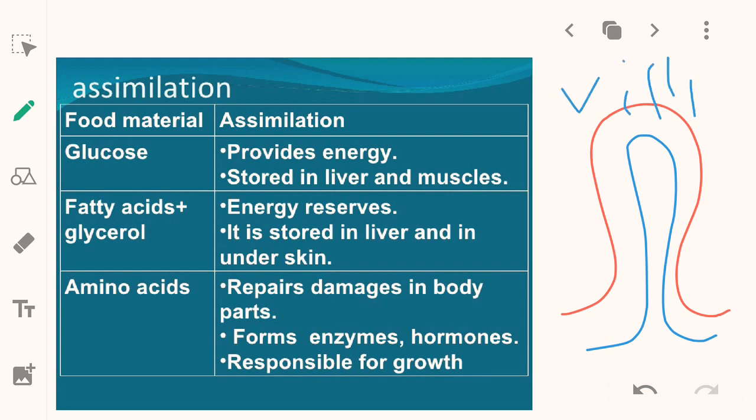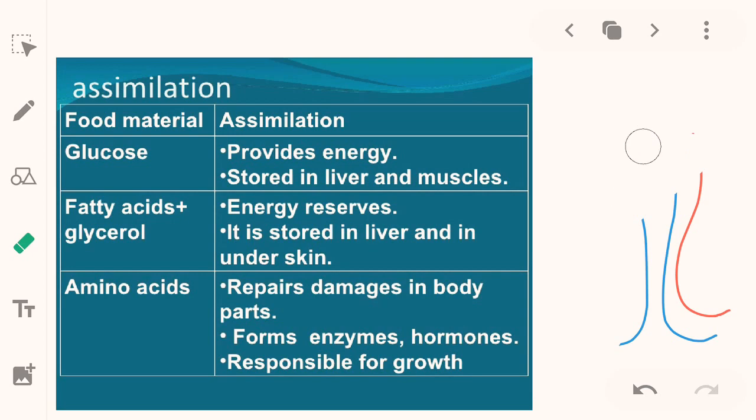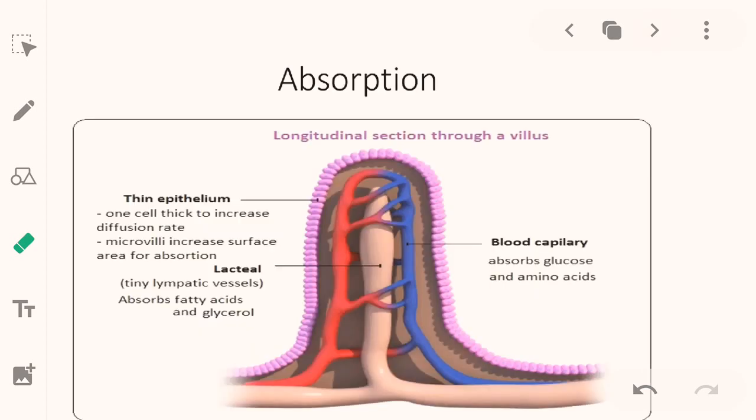Now, you can see in this slide, assimilation. Glucose provides energy and is stored in the liver and muscles. Fatty acids and glycerol are energy reserves, stored in the liver and under the skin. Amino acids help in repairing damaged body parts, form enzymes and hormones, and are responsible for growth. Here you can see the diagram of the villi helping in the absorption of food into the bloodstream.